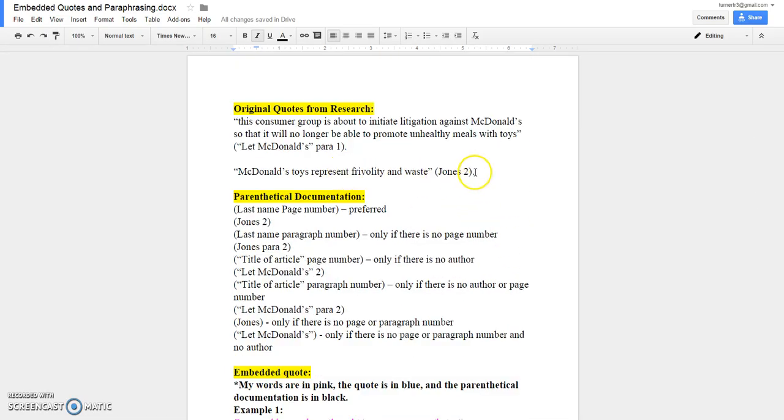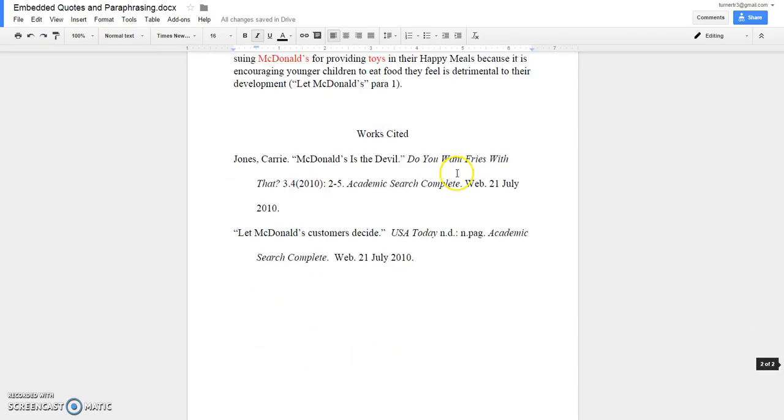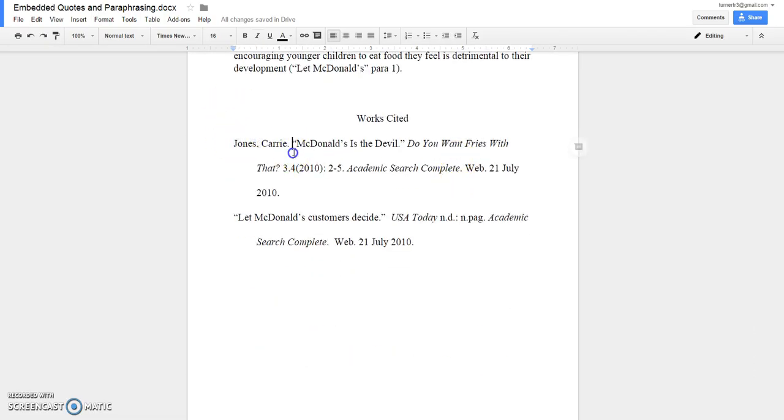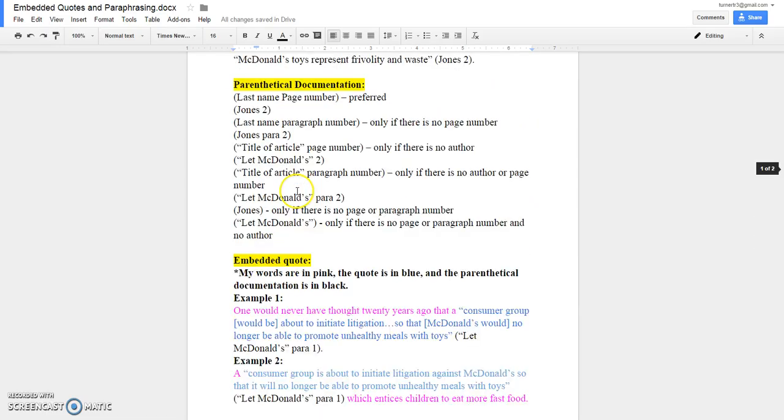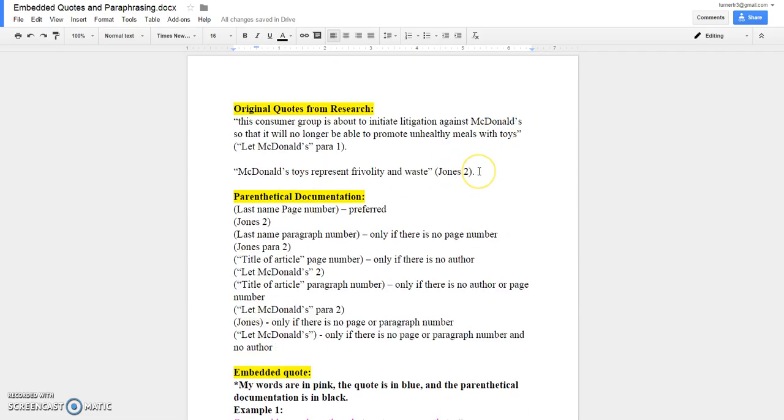Same goes for this citation. Here I had "Jones" and 2. So if I'm reading this and I want to see the exact original source it came from, I go to my works cited and find Jones. So this particular quote came from an article written by Carrie Jones that was published in this particular journal, and it was this volume and this issue and this year, and I could go and physically find that article to read it. And I know that that quote will be on page 2 because in my parenthetical documentation I had a 2. So hopefully you can see now how the parenthetical documentation and the works cited go together, and they help the reader see where that original information came from.